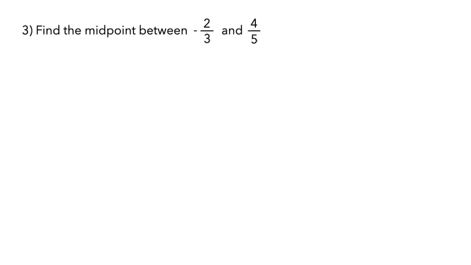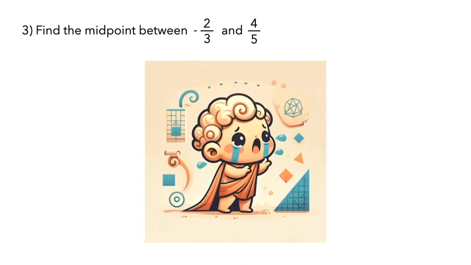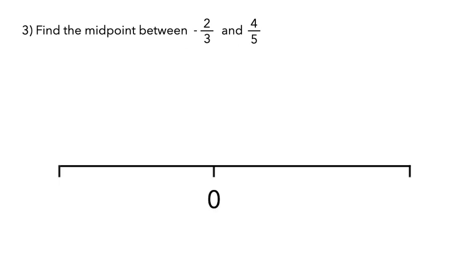So we're moving on to the final problem we're going to look at in this video, and it's find the midpoint between -2/3 and 4/5. And this one looks a little bit tough. So how are we going to do it? Let's look at our number line again, but this time we're going to have 0 in there because we've got one fraction below 0, one fraction above, -2/3 and 4/5 on there.